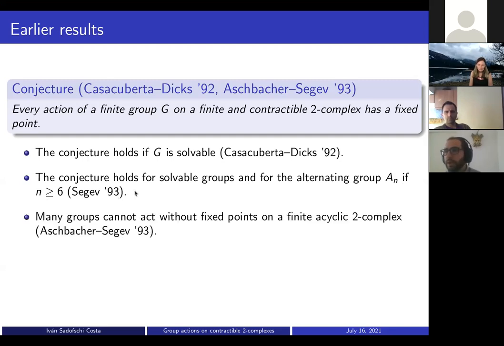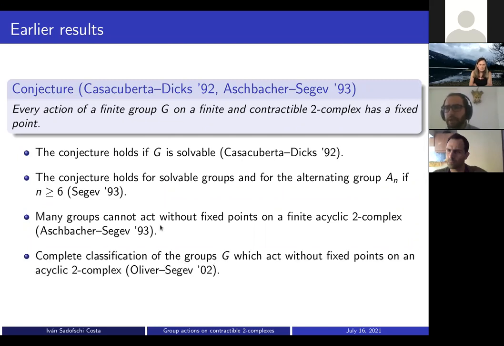Later, Aschbacher and Segev proved that many groups cannot act without fixed points on a finite and acyclic 2-complex. Here, many groups means that if some finite simple groups do not appear among the composition factors of the group G, then there is a fixed point. In this result, they, of course, used the classification of the finite simple groups.